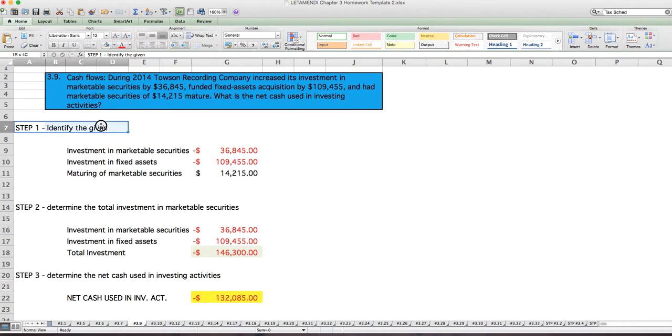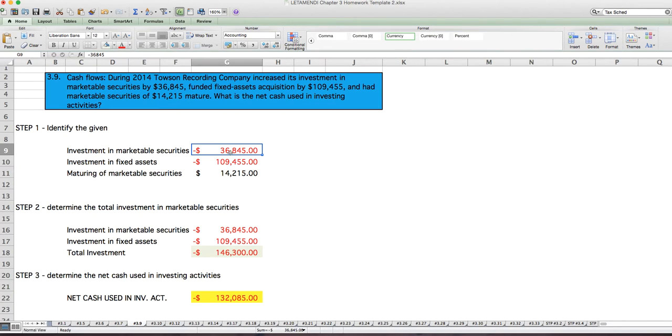So the first step that we do is we identify the given, right? Investment in marketable securities is 36,845. Now, one thing that you should know is that when I typed this in, I typed it in as a negative 36,845 and I made it red. Why? Because in investment, we consider it a positive thing, right? But the bottom line is that investments are money out. And since it's a money out thing, I made it a negative, okay?